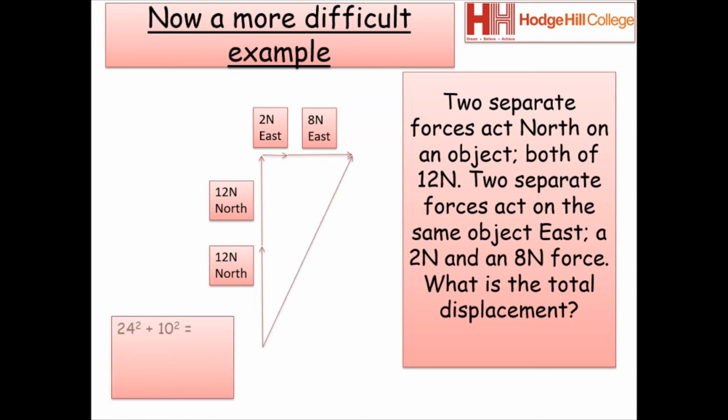We would do 24 squared plus 10 squared, that gives us 676, and then we square root that number to give us displacement. Right, and because the unit for A and B was newtons, we put N for Newton after the number, and then the direction is northeast. So 26 newtons northeast is our displacement.